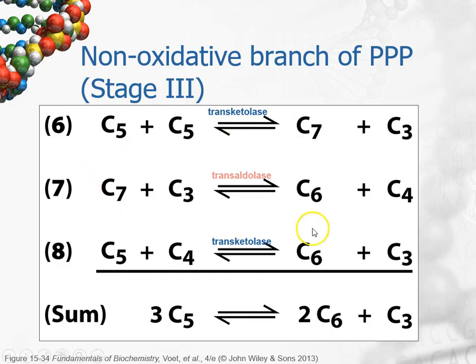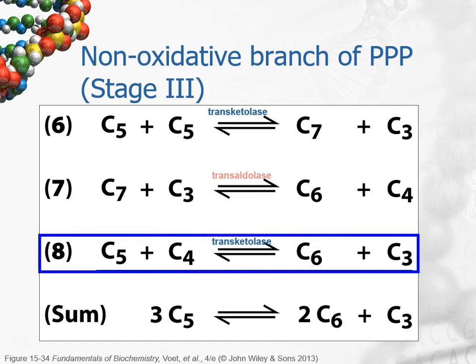So I just described the second reaction. These are the 3 reactions in the non-oxidative branch, stage 3 of the pentose phosphate pathway. Let's look at the last reaction. That also will be catalyzed by a transketolase.